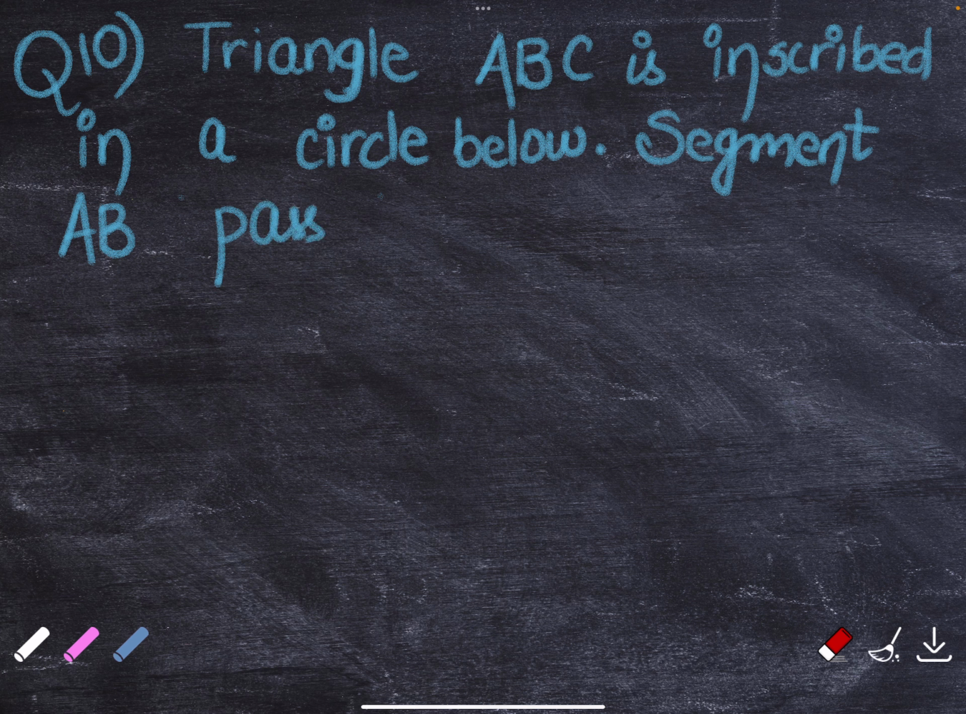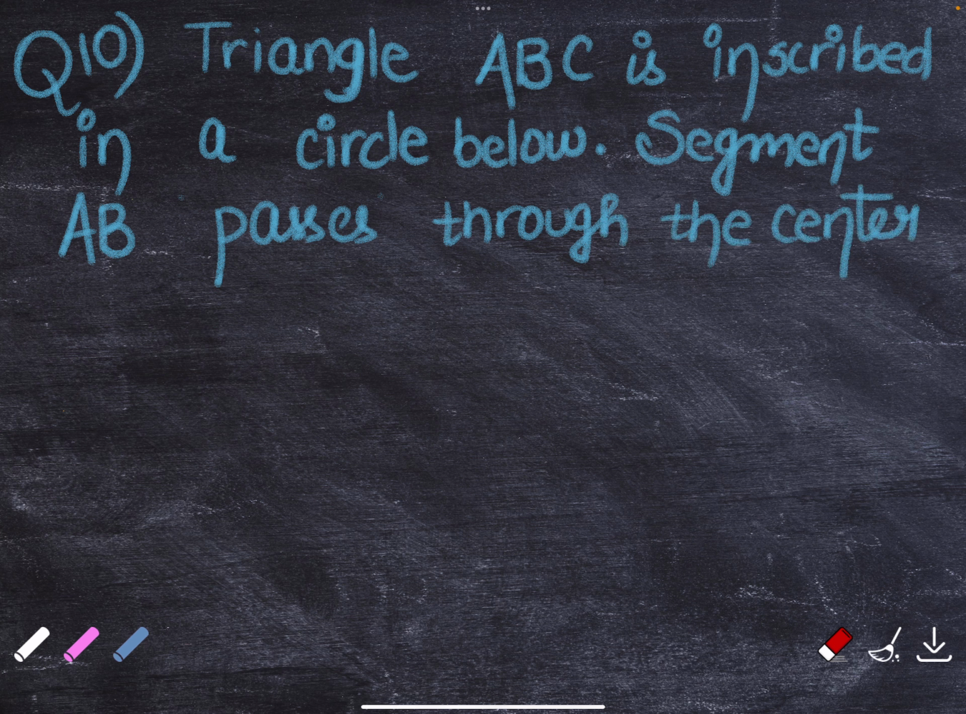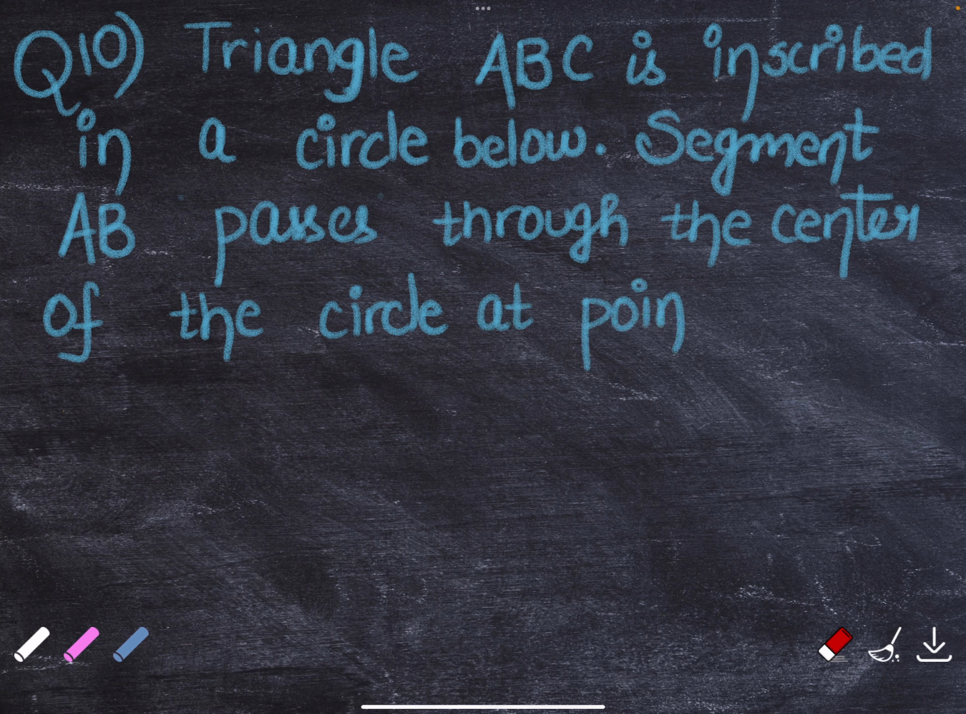Passes through the center of the circle. So inscribed basically means it's inside a circle, that triangle is, and it passes through the circle at point O. What is the area of the shaded region?